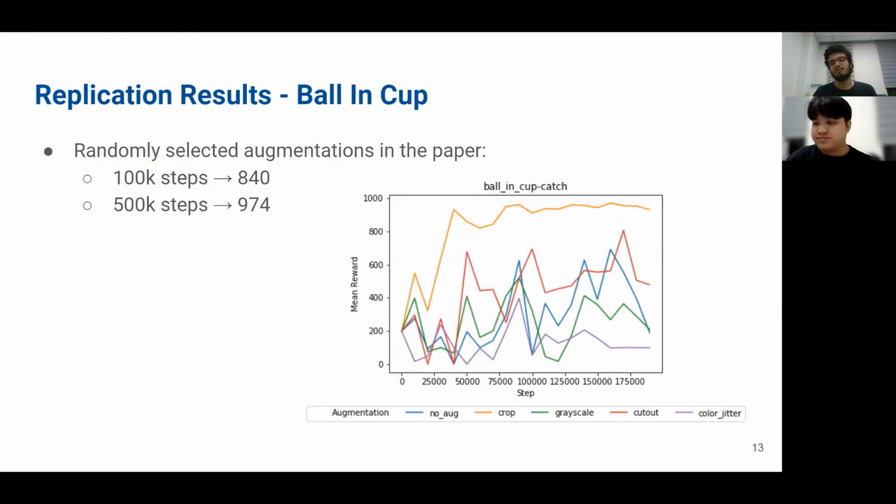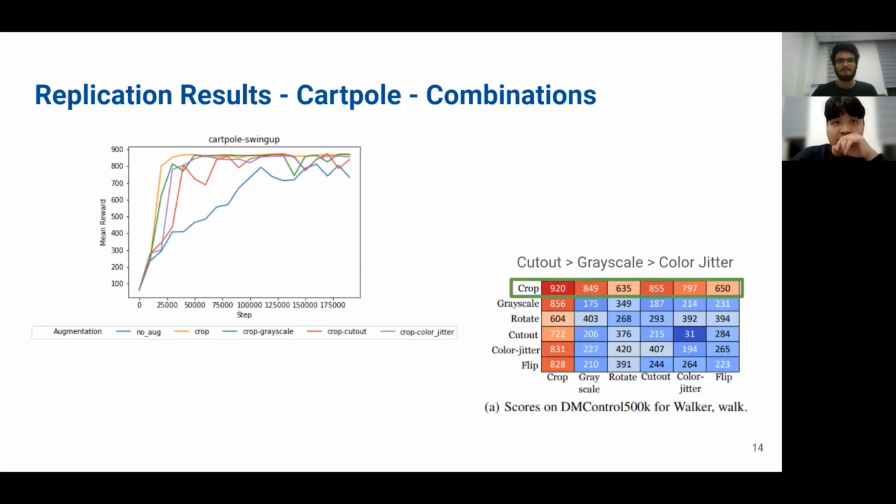In the case of Ball in Cup, we find similar results. Crop is again the best augmentation. Considering the importance of crop, we also ran combinations of crop with other augmentations. So for instance, crop grayscale, crop cutout, and crop color jitter.